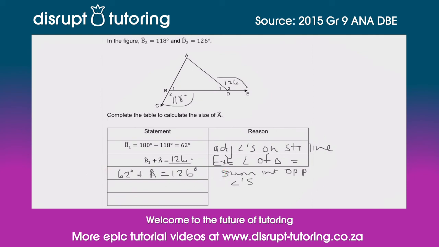And I'm going to be lazy, and I'm going to do this on my calculator nice and quickly. I hope you're not doing it on your calculator. And that gives us A is equal to 64 degrees, and that gets you all of the marks for this question.